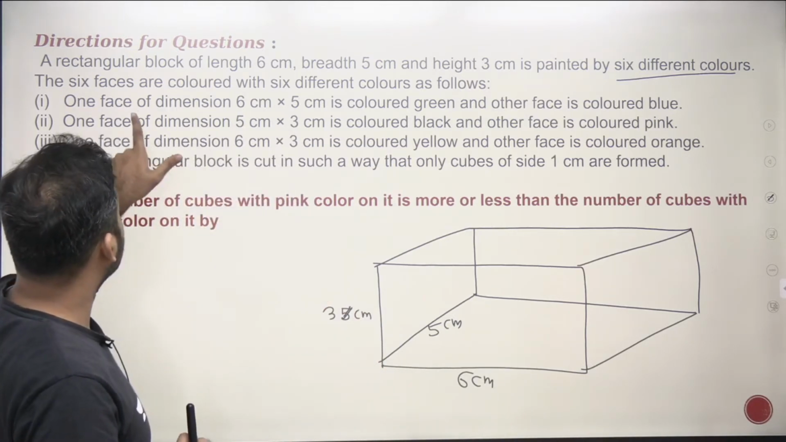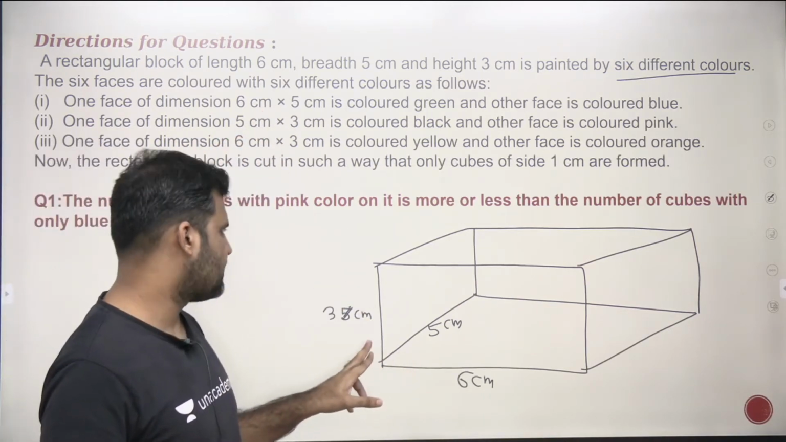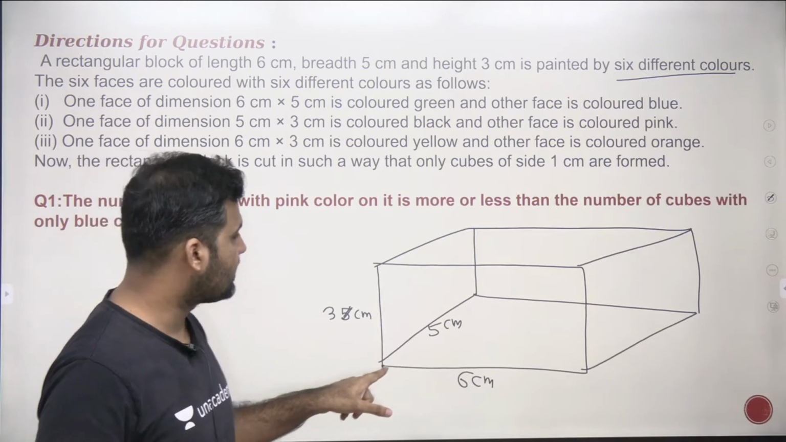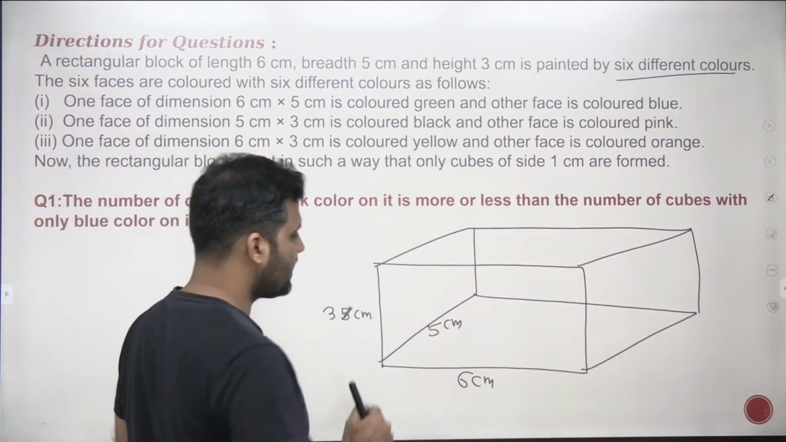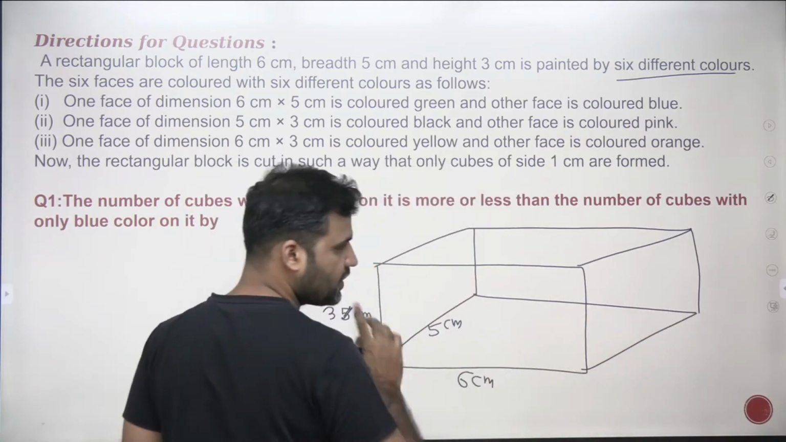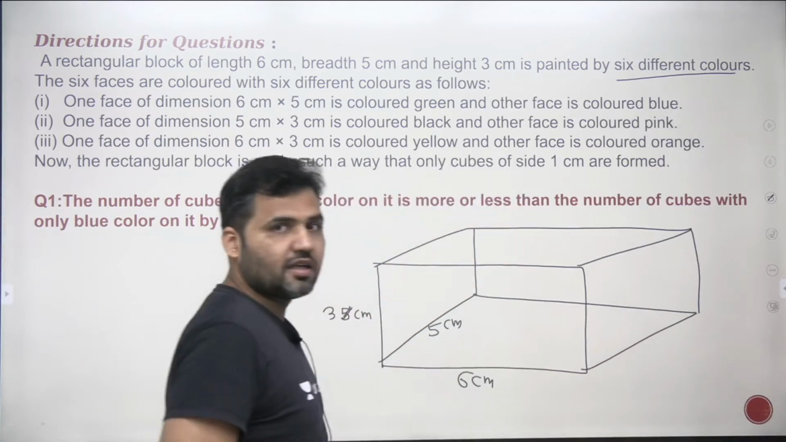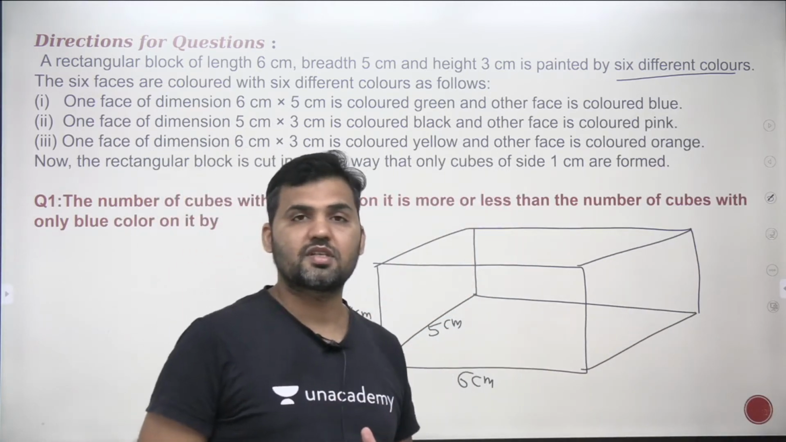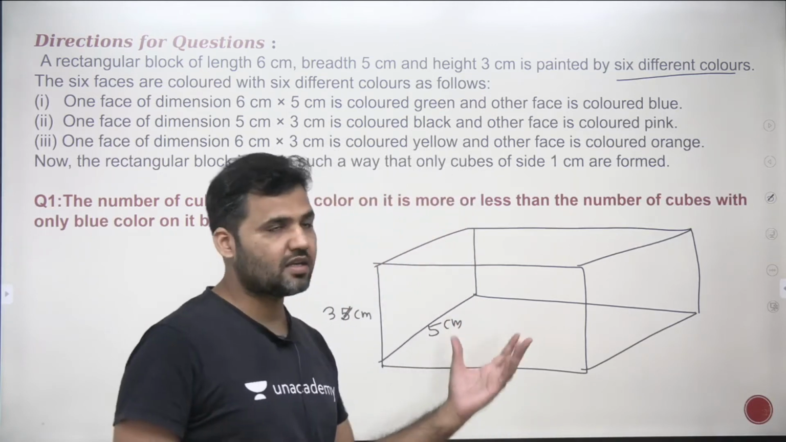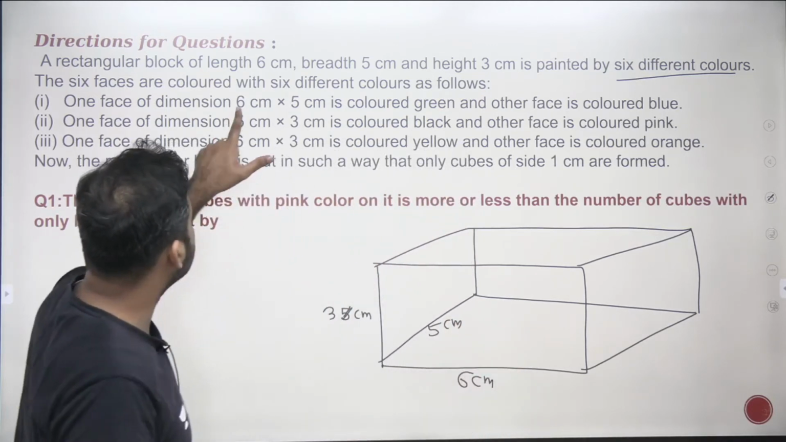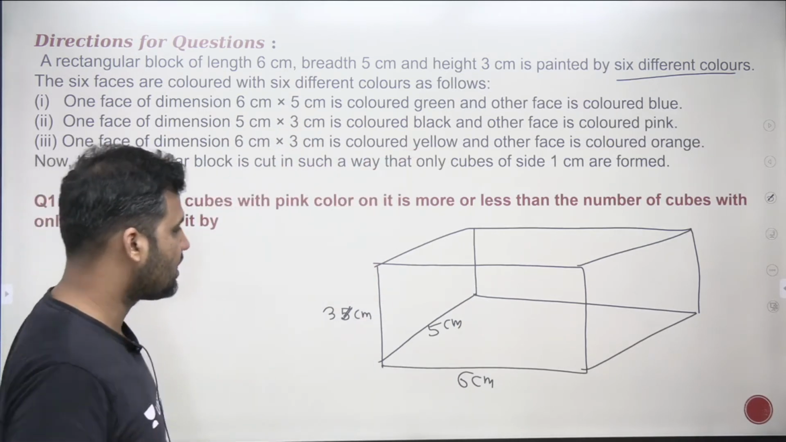Now the question says one face of dimension 6 into 5. So this is one of the faces of 6 into 5. It has been colored green. Can you see this face? It is the floor of this cuboid. You can look at the room in which you are sitting. The room has 6 faces: 4 walls, one floor, one roof. Those are the 6 faces of any rectangular box.